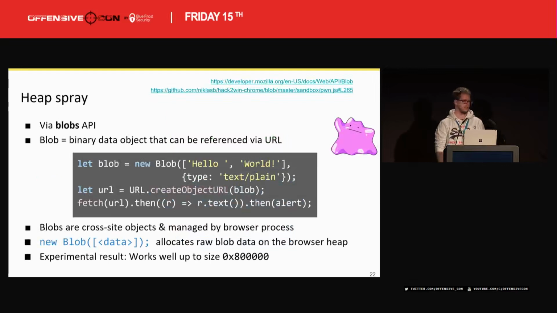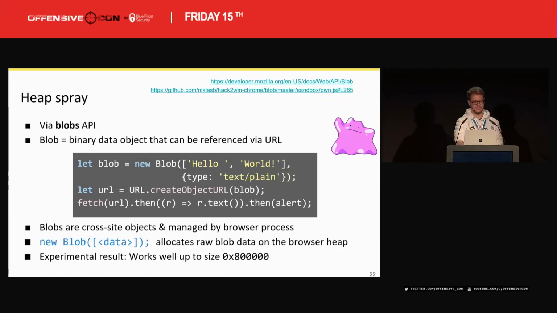And now the heap spray is actually, I think, a very generic primitive, which is useful in general for exploitation. And we use blobs for that. They're essentially just binary data that you can get a URL for. As you can see here in this example, I'm creating a blob that has two parts. So the actual blob data would be hello world. We can specify a MIME type. And if we want, we can generate a URL with which we can reference this blob. And we can also pass this URL around to another site, for example. And because of this, it needs to be some sort of cross-site object handled by the browser process.